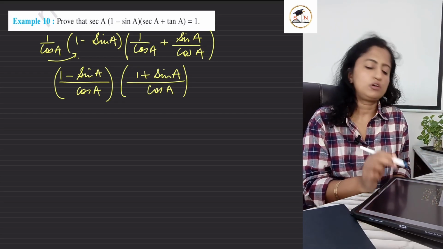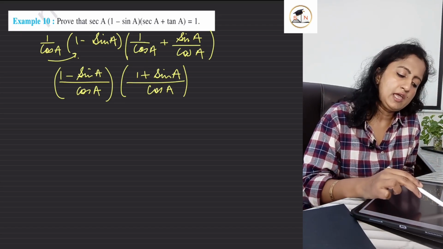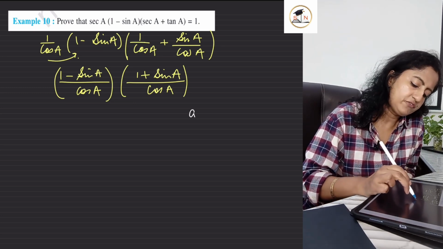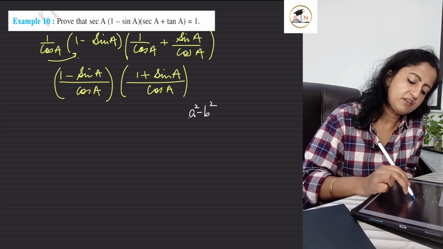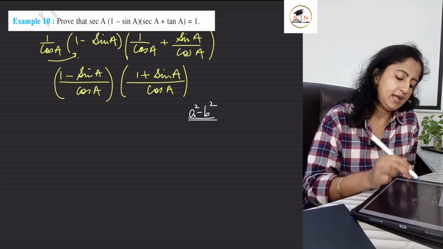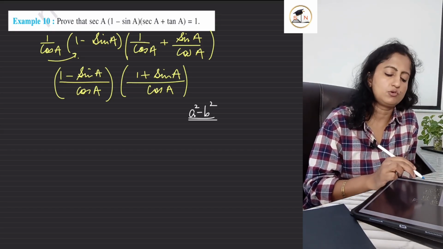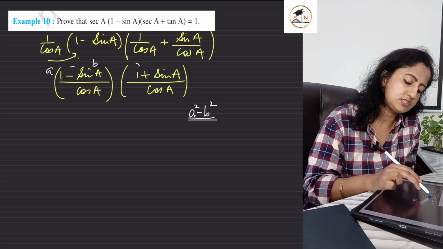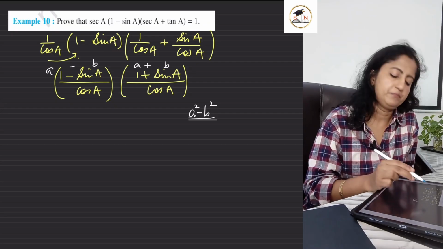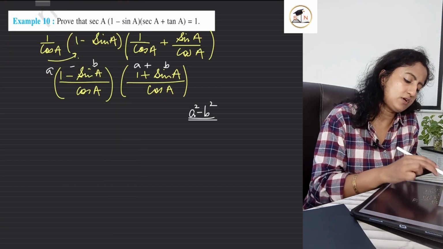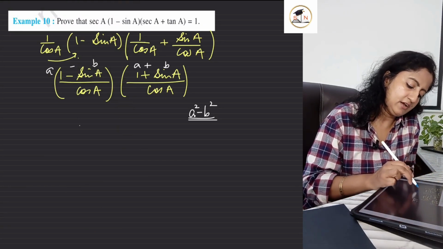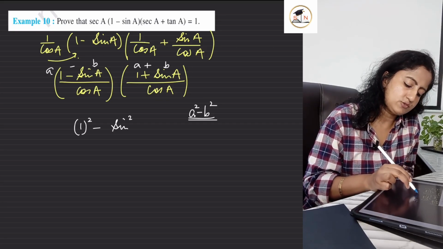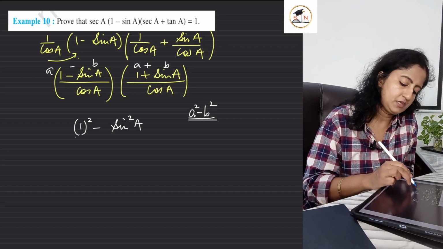Now we can see we have got two brackets. Guys, in identity-based questions, you will see the identity of A square minus B square very frequently. And this is what we are going to use over here also in the numerator. This is your A minus B. This is your A plus B. So what do we get? A square minus B square, right? I have 1 as A square and sine square A as B square.